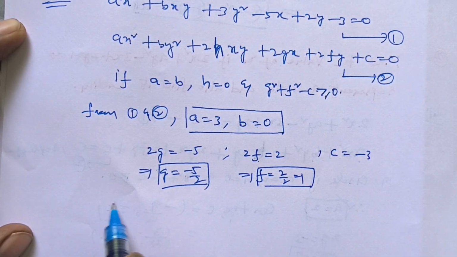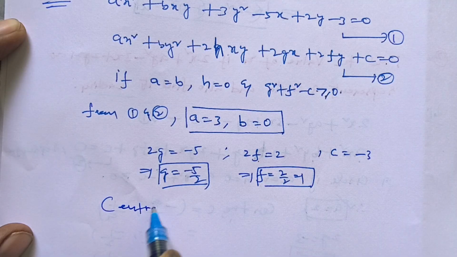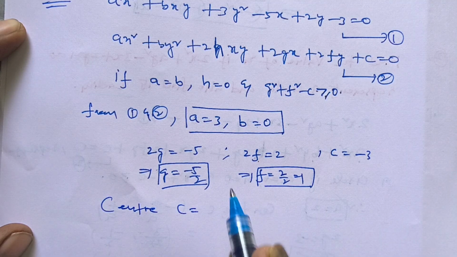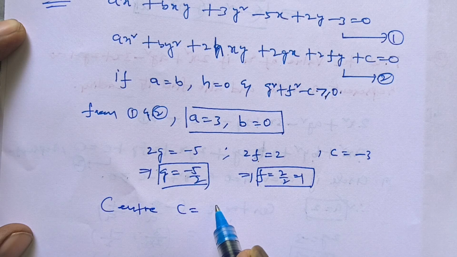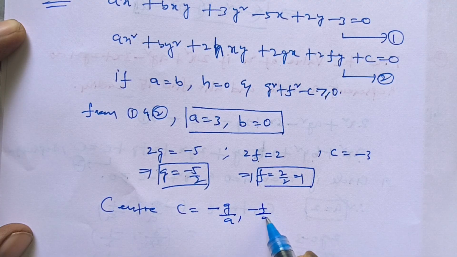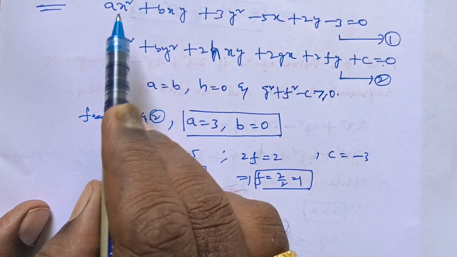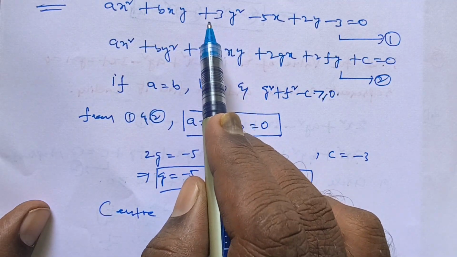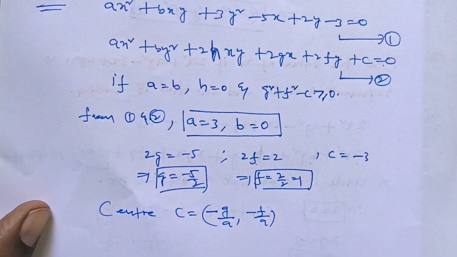Now the center formula: center C equals to minus g by a comma minus f by a. Why? Because here the coefficient of x square and the coefficient of y square are other than 1. That's why we use this formula for finding the center.